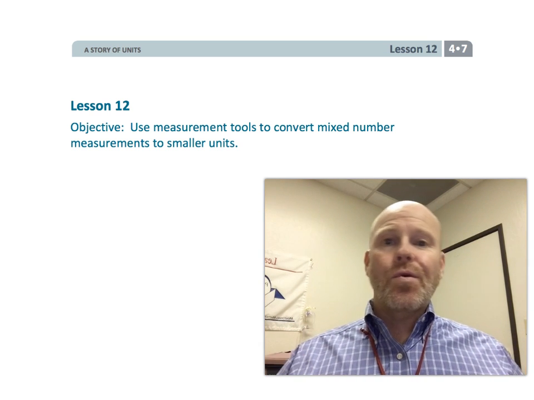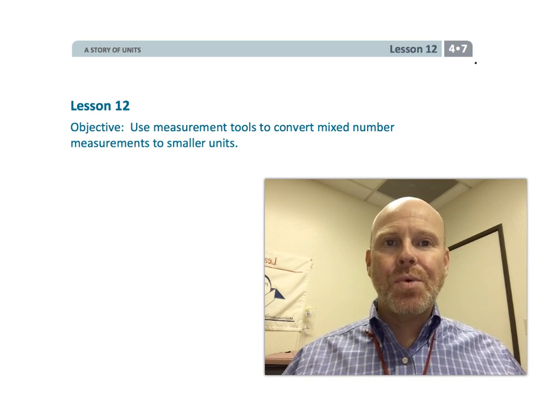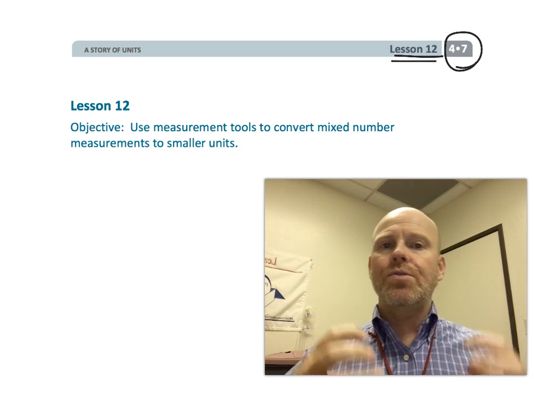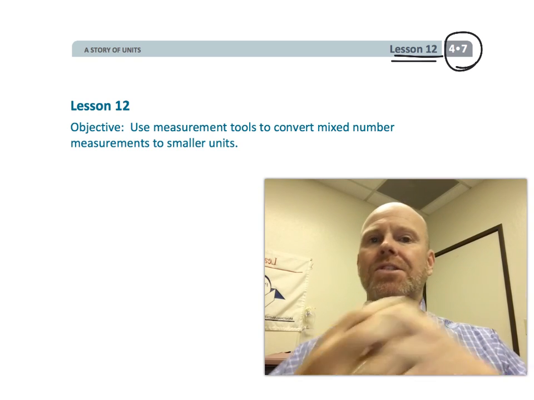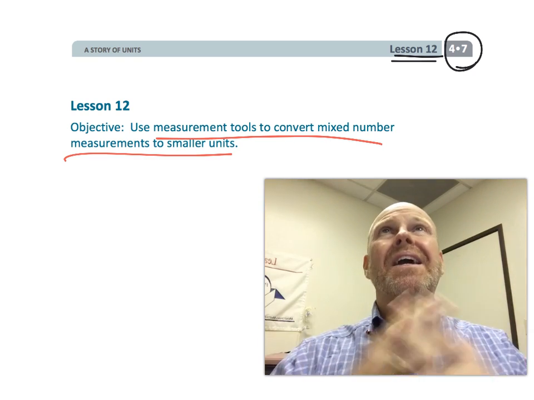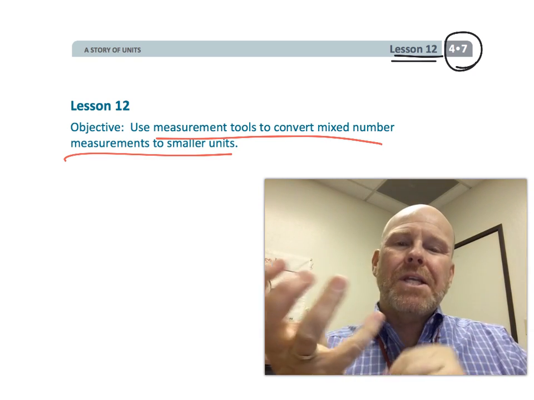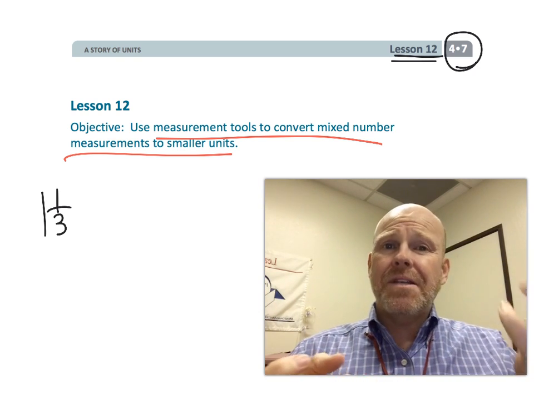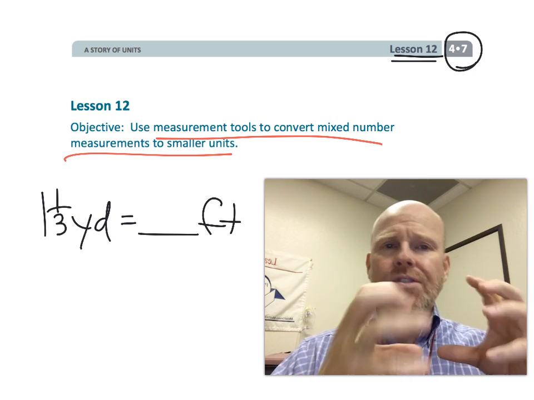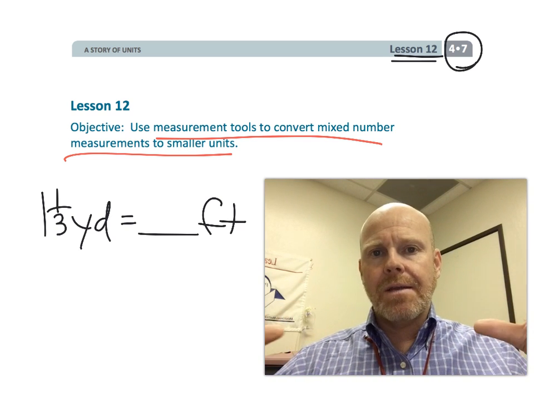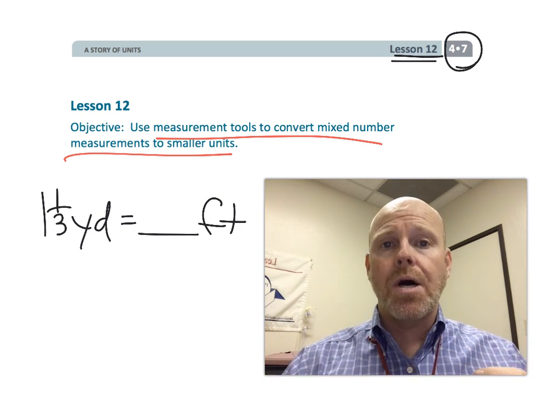All right, this is 4th grade, Module 7, Lesson 12, and in this lesson, students are going to be using measurement tools to convert mixed measurements to smaller units. So what does that mean? That means we're going to be taking yards and turning them into feet, or taking yards and turning them into inches. That's the idea: we're going to be taking measurements and breaking them into smaller units.